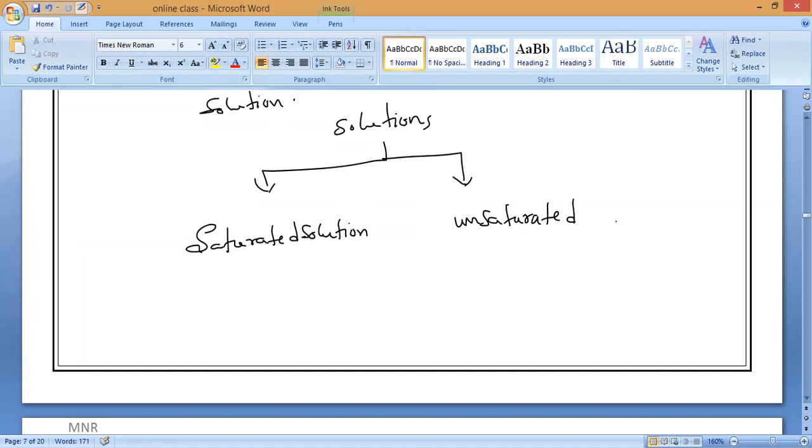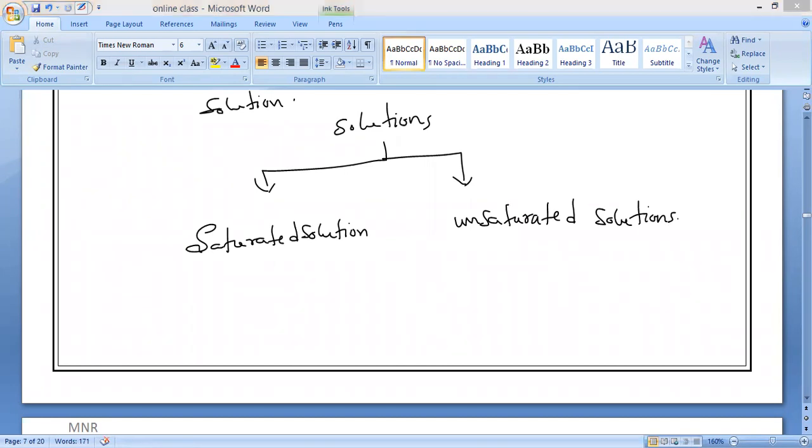Today we'll study only saturated solution, and next class we'll study unsaturated solutions. Okay, everyone, are you clear? So let us discuss a little more clearly what you mean by saturated solutions. A solution in which more quantity of solute can be dissolved without raising its temperature.